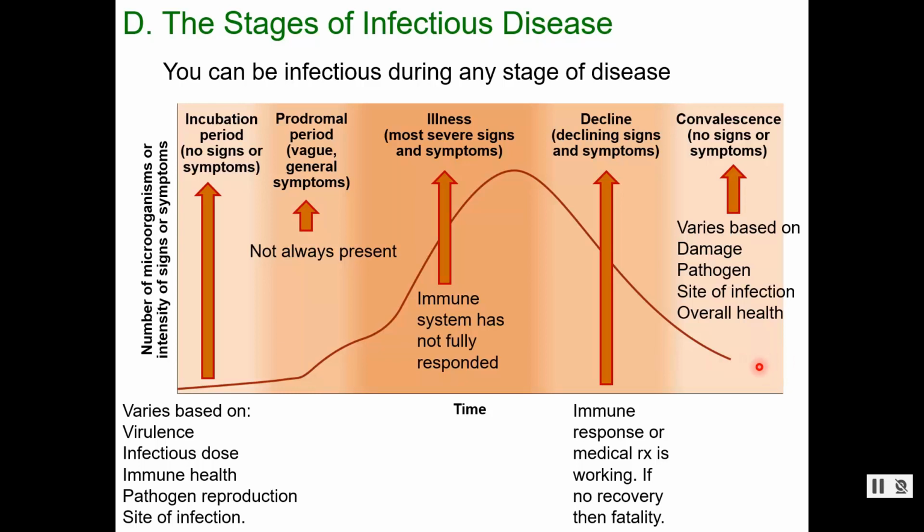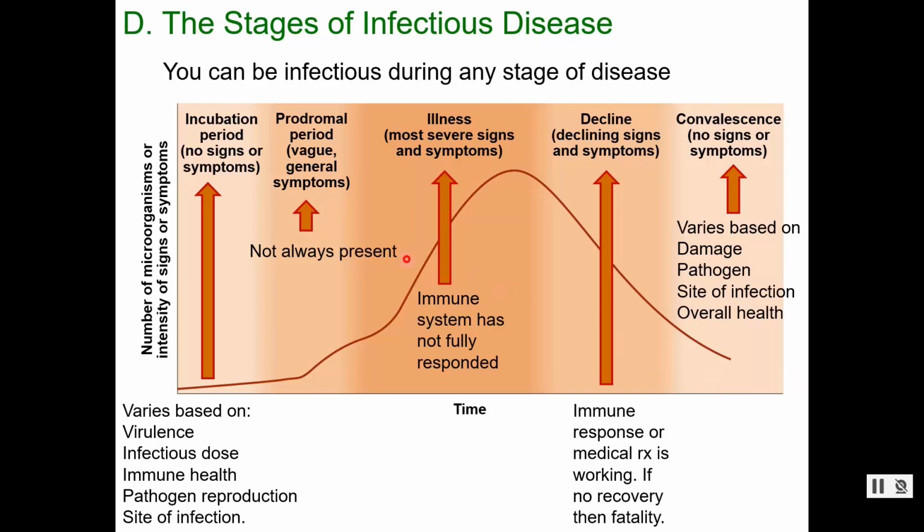Again, depends on the pathogen. Some pathogens have a very long convalescent stage. Also depends on your health before you get there. Children seem to bounce back very quickly, return to health immediately, versus older people who have a less robust immune system, where it may take them a very long time to fully get over something. So this is the convalescent stage at this point.